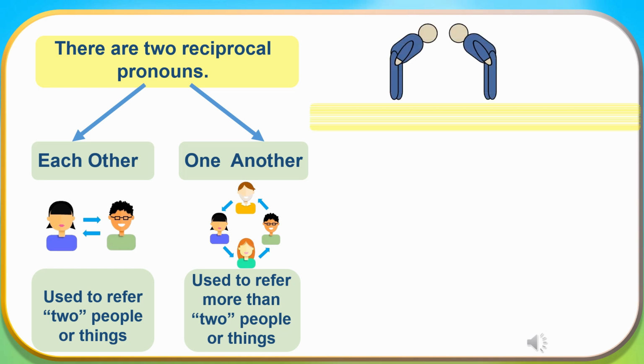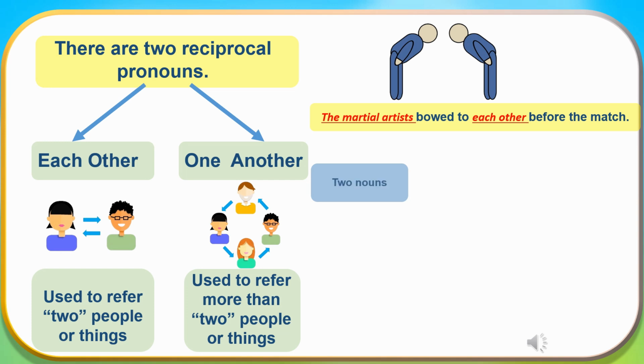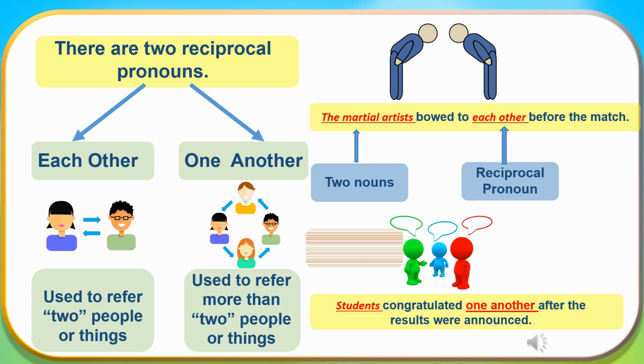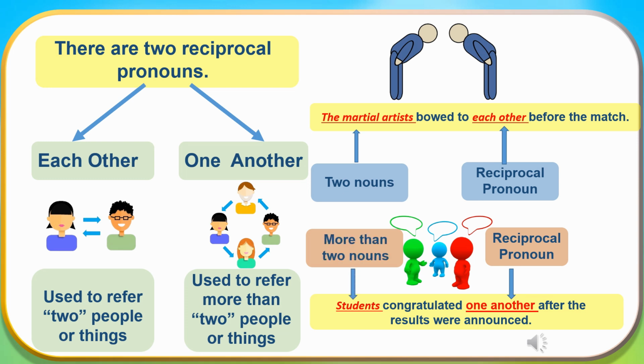The two martial artists bowed to each other before the match. Here, each other indicates that both martial artists performed the action of bowing mutually. The students congratulated one another after the results were announced. In this case, one another conveys that multiple students exchanged congratulations. Key rule: each other is exclusively used for two subjects. One another applies to groups of three or more.